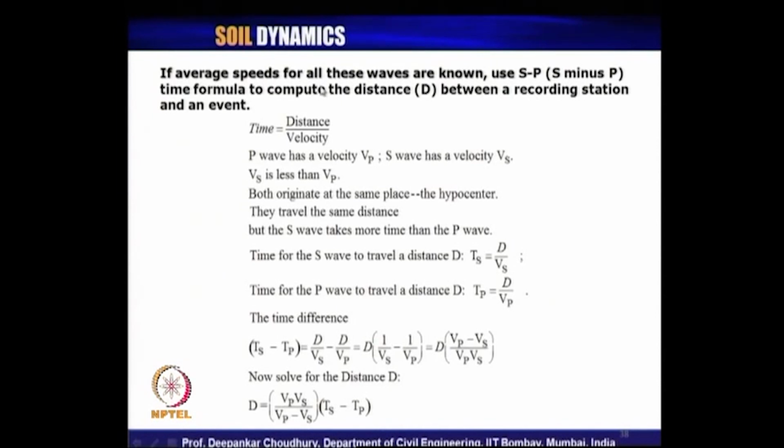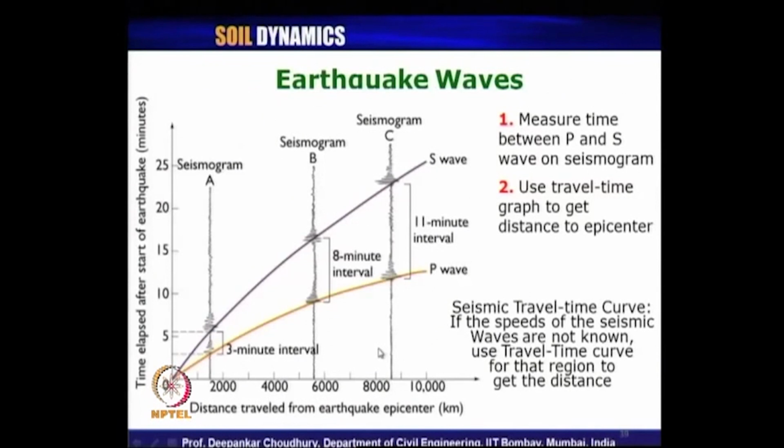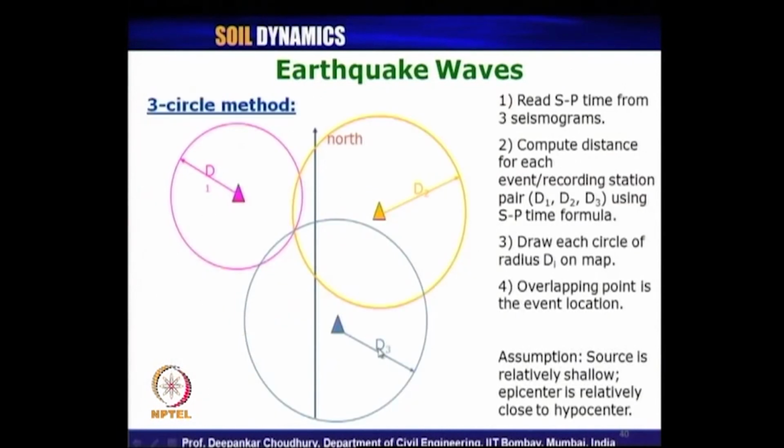If average speeds for all these waves are known, then the S minus P time formula is used to compute the distance between a recording station and an event, meaning where the earthquake occurs. And this is the expression, a very simple way we can obtain this expression. Now, before coming to this, let me mention this method. It is called the 3 circle method. What is the 3 circle method?